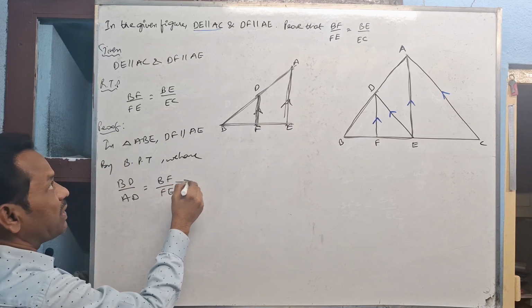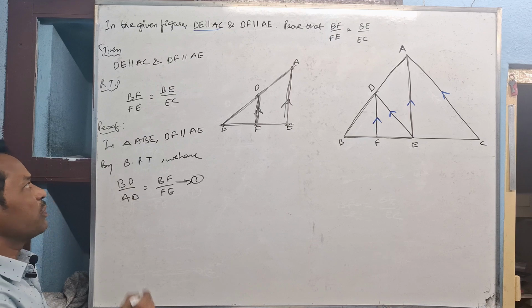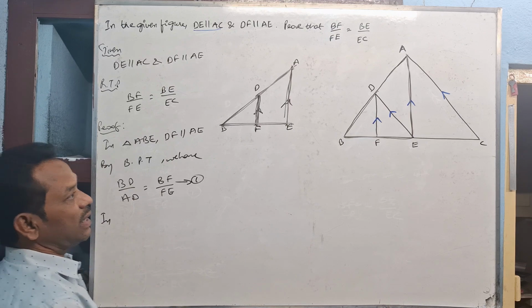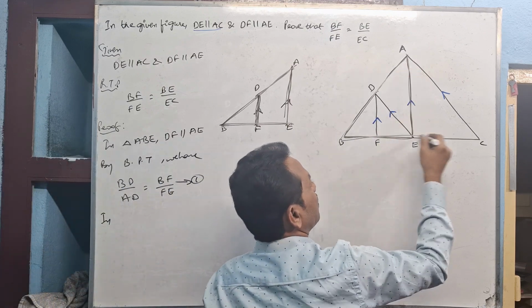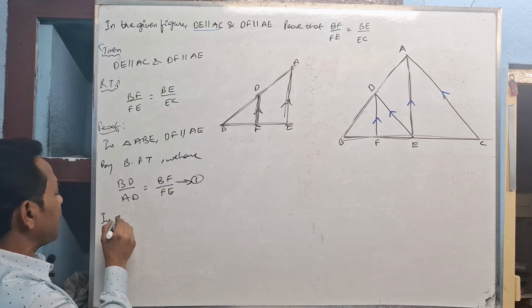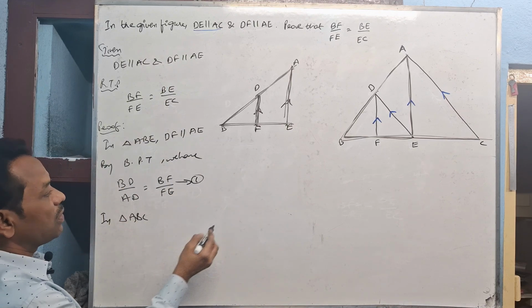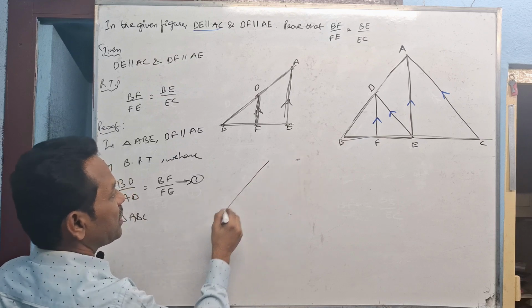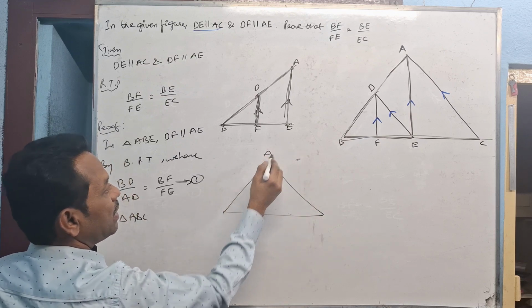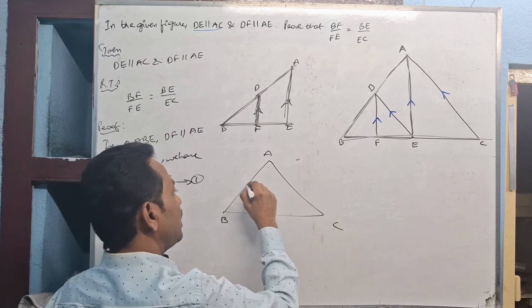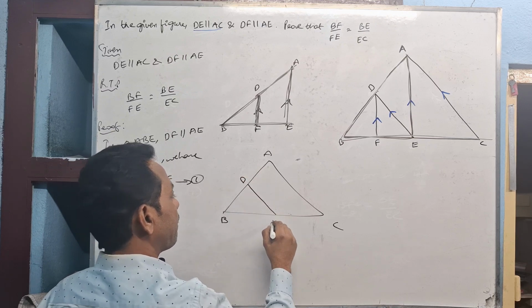Let me take this as equation 1. Now in the next case, I'll take the bigger triangle ABC. Let me draw the triangle. Our ABC is something like this. See, here A, B, C. Here given DE.